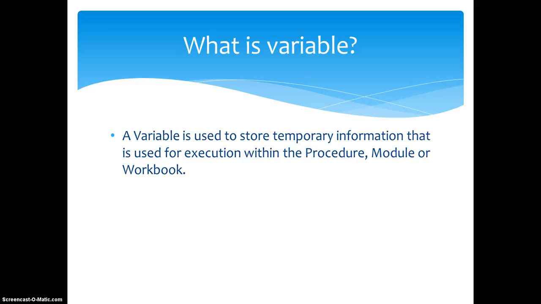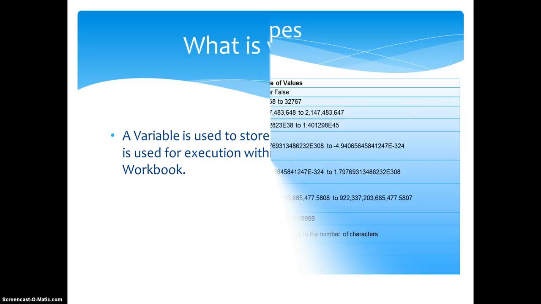For that, VB has provided us the variable, where we can store that information temporarily while executing, and after the execution, at the end, we will show that value via a message box to the user and then end our execution. So now you would have understood why a variable is required and what a variable is. Just remember, a variable is used to store temporary information that is used for execution within the procedure, module or workbook.